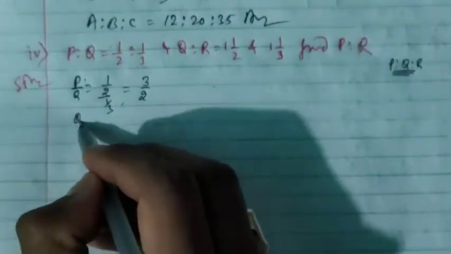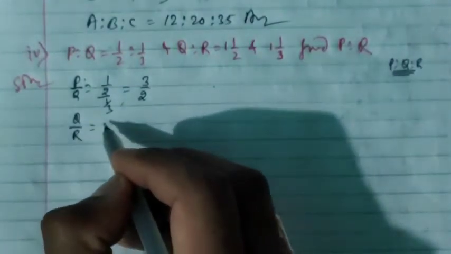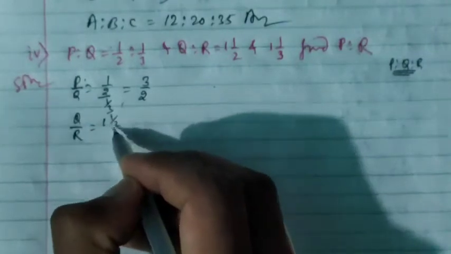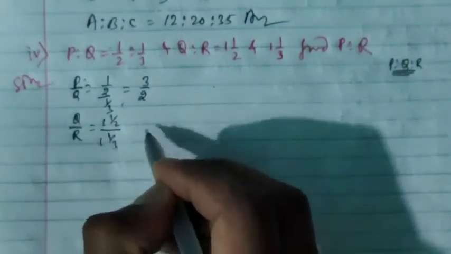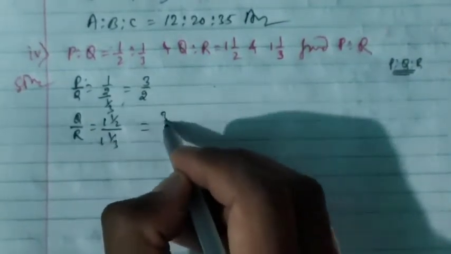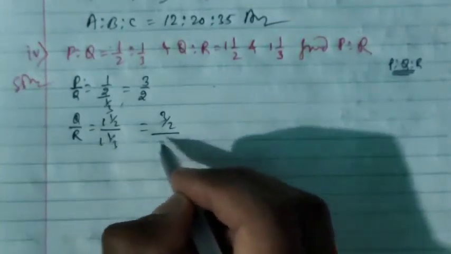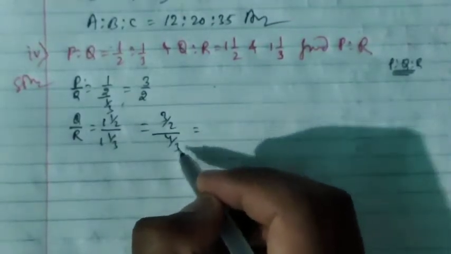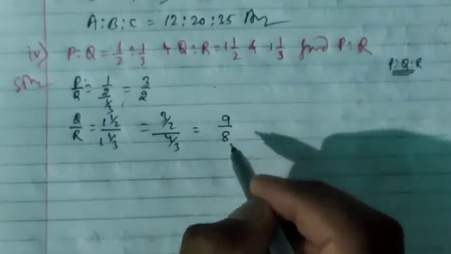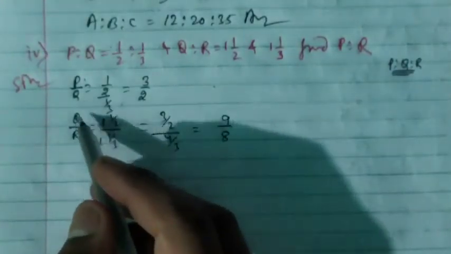And for q ratio r, q by r is equal to 1 whole 1 by 2 divided by 1 whole 1 by 3. In the next step, 2 1 2 plus 1, it's 3 by 2 divided by, it's 3 1 3, 4 by 3. 3 3 9, 4 2 8. This is the ratio, P by q and q by r.